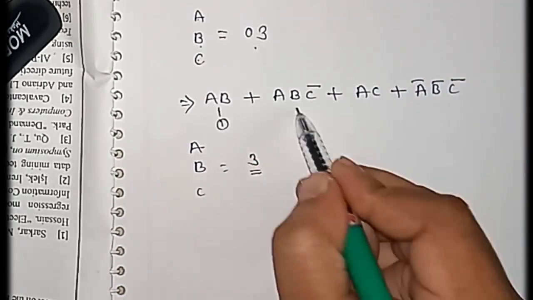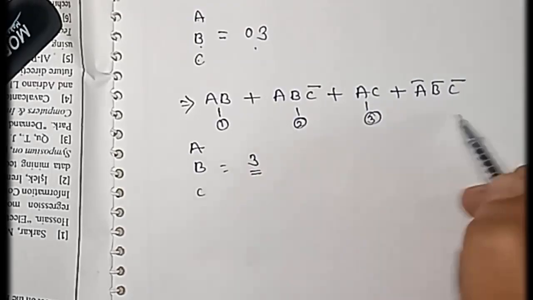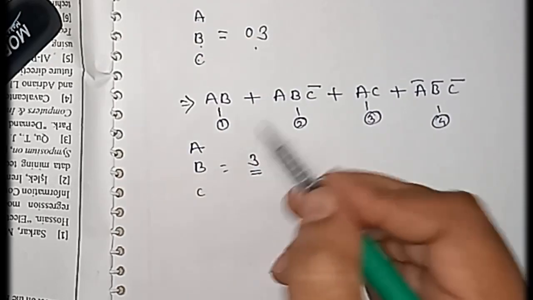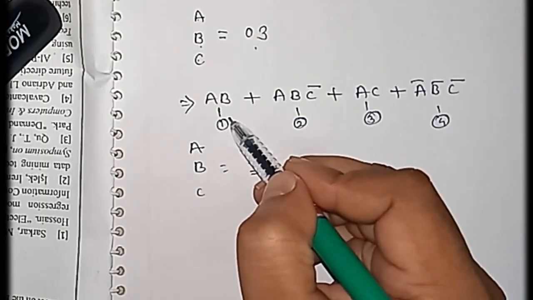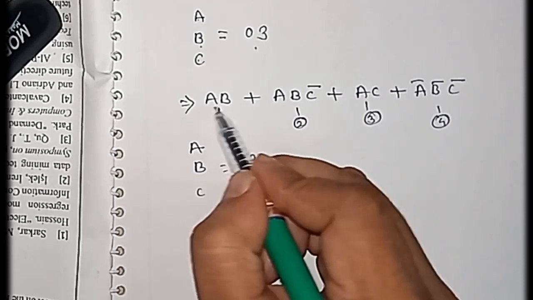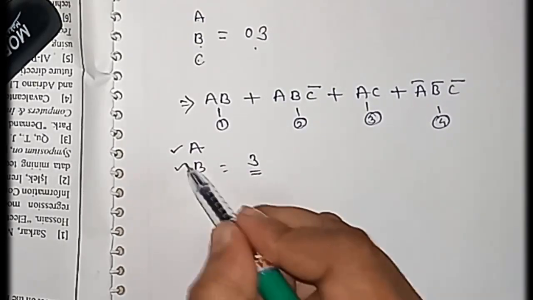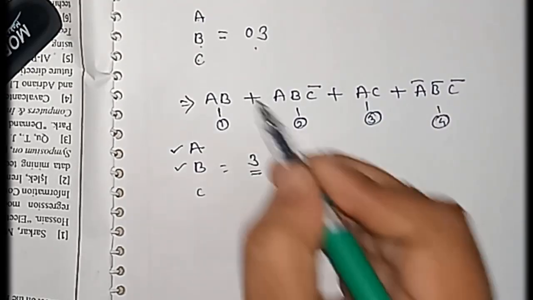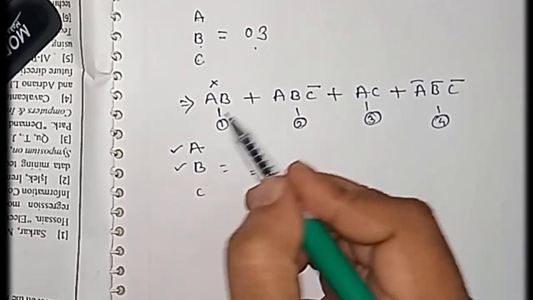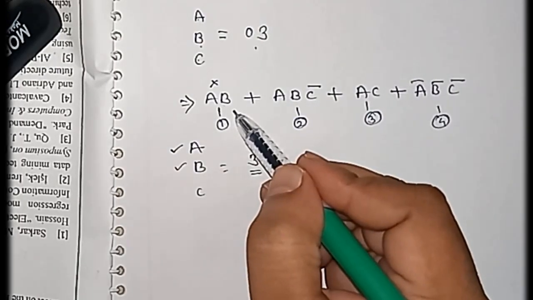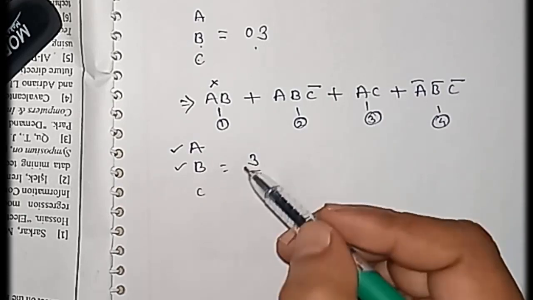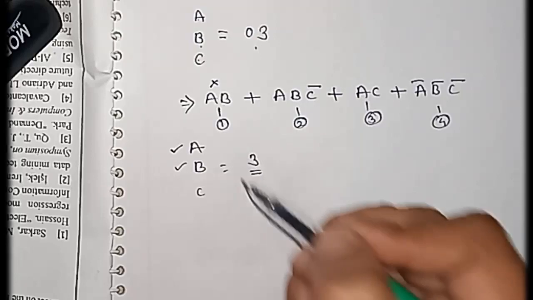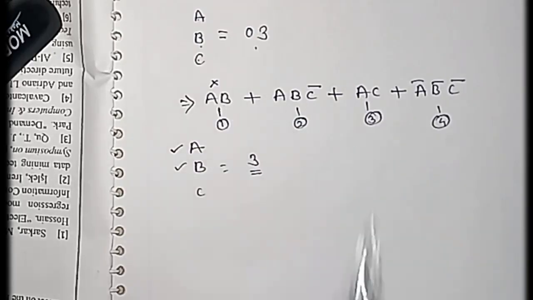So suppose this is the first product term, second product term, third product term and fourth product term. We will consider initially the first product term, AB. Now in this product term only 2 variables are present, A and B, and C is absent. So this is not a valid case, because for standard form we need all the variables present in each product term. In this first product term one literal is missing, so this is an invalid case.